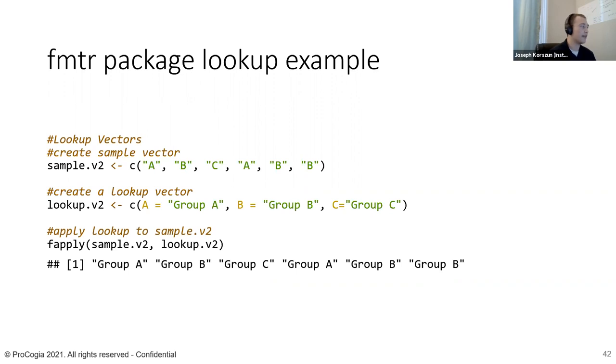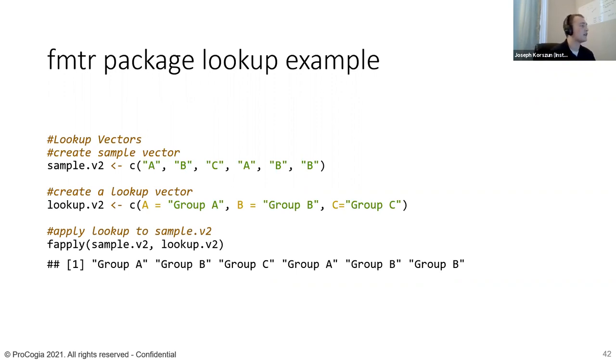We're going to take another vector here and call it sample.b2, and then we're going to pass a bunch of strings to it. Then we're going to create a second vector that's going to be called our lookup vector. This can be a little bit more convenient on larger data sets, but for this example, we're focusing on a smaller one.